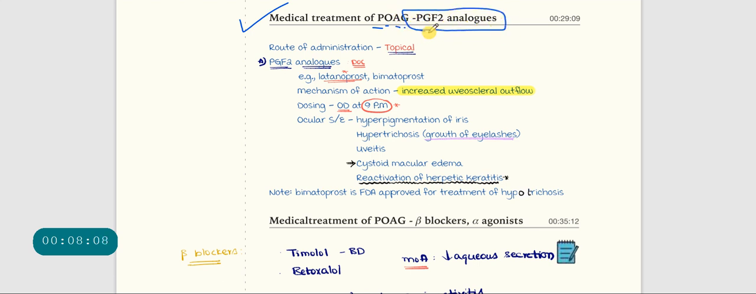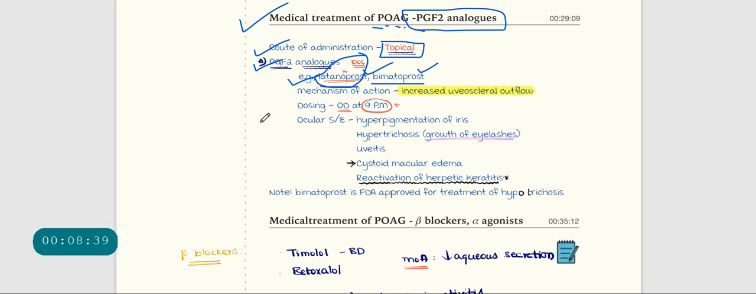Okay, so the route of administration would be the topical route, obviously, and we are going to give PGF2 agonists. These are the drug of choice. Now what are the examples? Latanoprost, this is the drug of choice in this case, and bimatoprost. So latanoprost and bimatoprost, these are the two drugs which are PGF2 agonists.